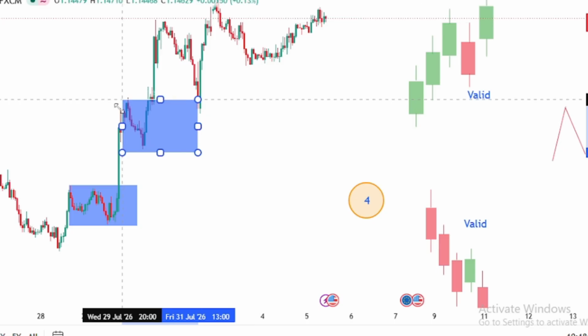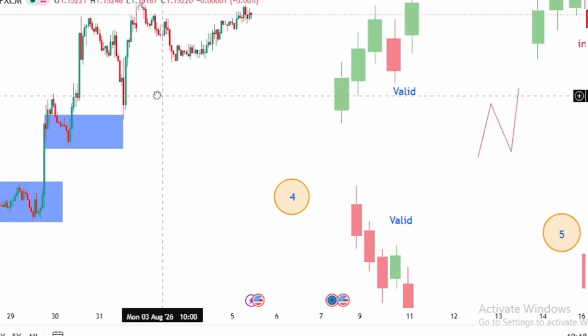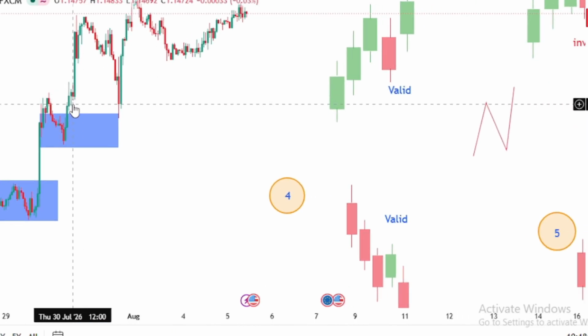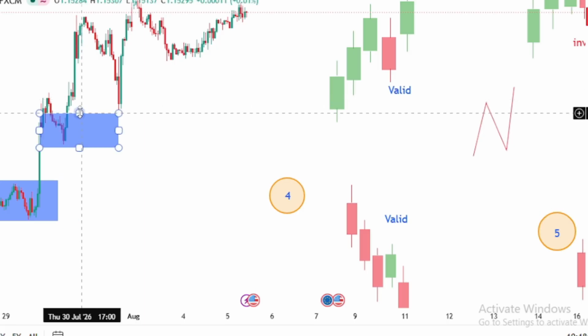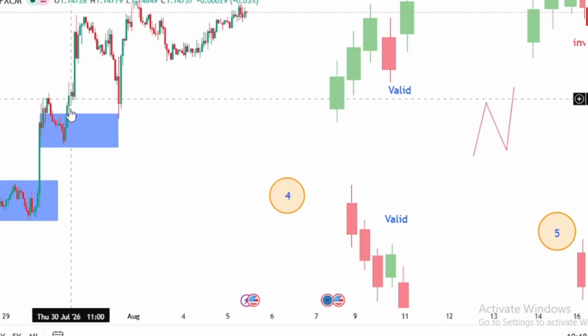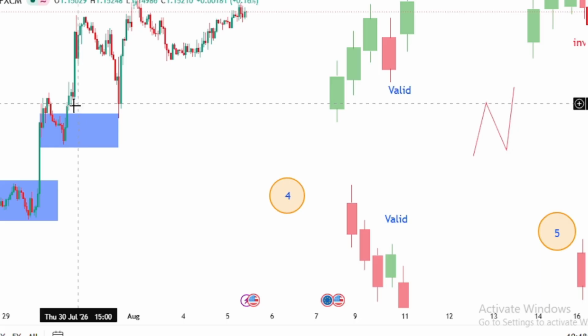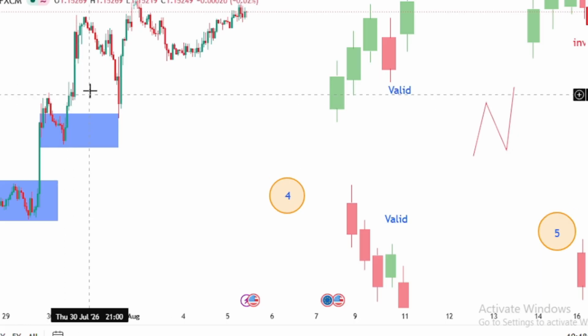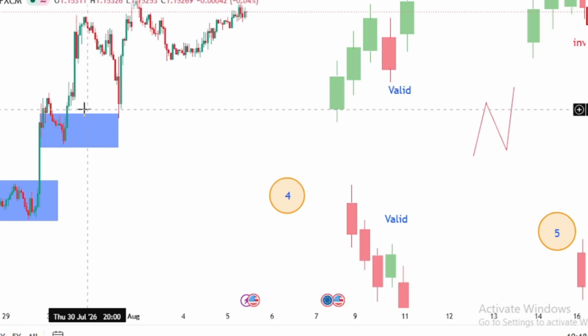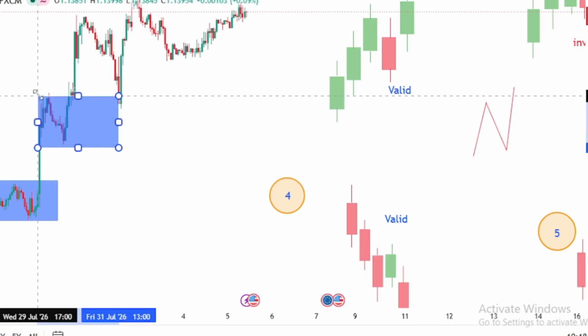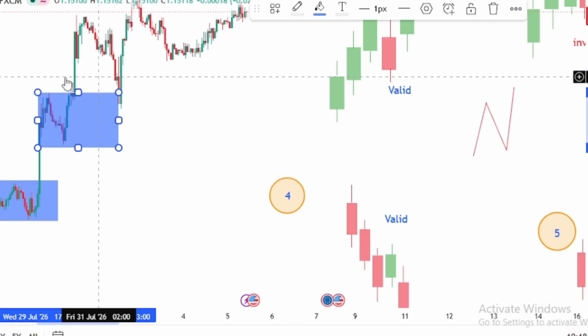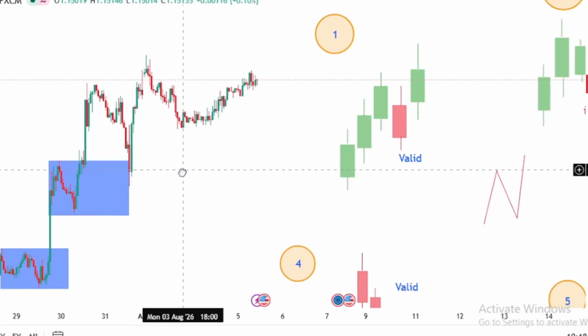Watch closely, this other candle that tried to pull back did not take the low. This is not a valid pullback until the low of the highest candle is taken. We cannot call it a pullback. This one is a valid pullback, but this one here is not a valid pullback.